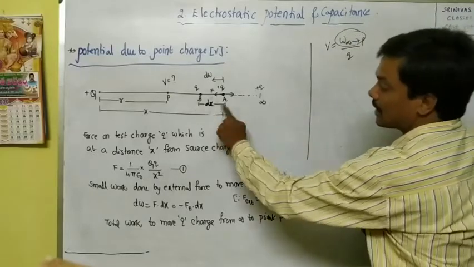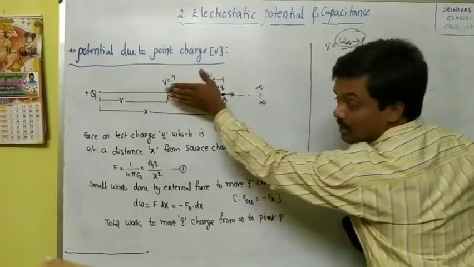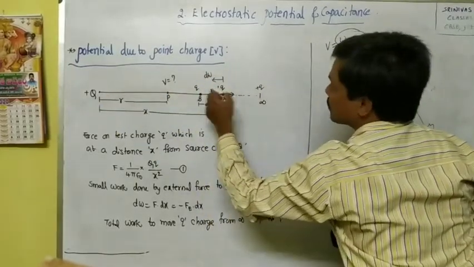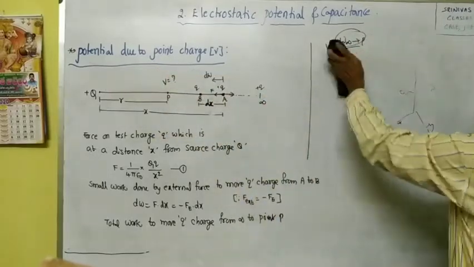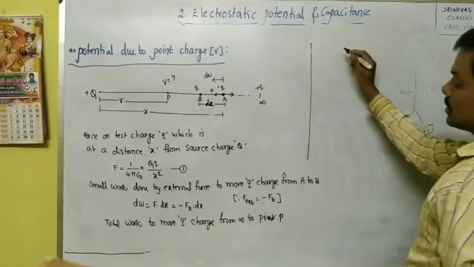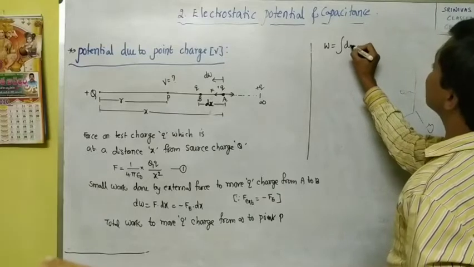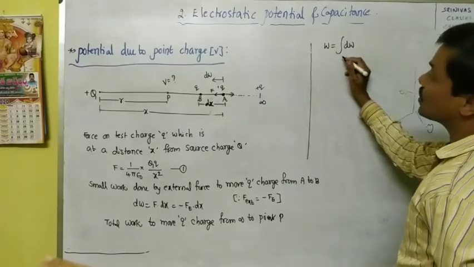First we calculated the small work, force into displacement. This force we are applying this way, but the electric force acts this side, as this plus Q repels this plus Q. But we are applying force this side. We have to calculate the work done by the external force. Now, to find the total work, we have to do the integration. Integration of small work gives the total work. Integration from way to way.